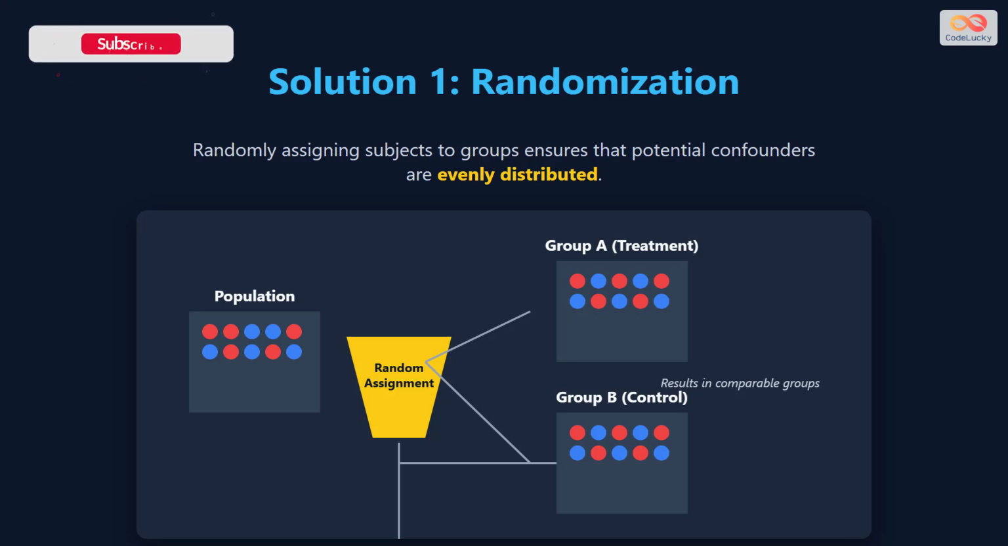How do we fix this? The best way is randomization. By randomly assigning people to your study groups, you ensure that any confounding variables, like age or lifestyle, are evenly spread out. This balances the groups so the only real difference between them is the treatment you are testing.